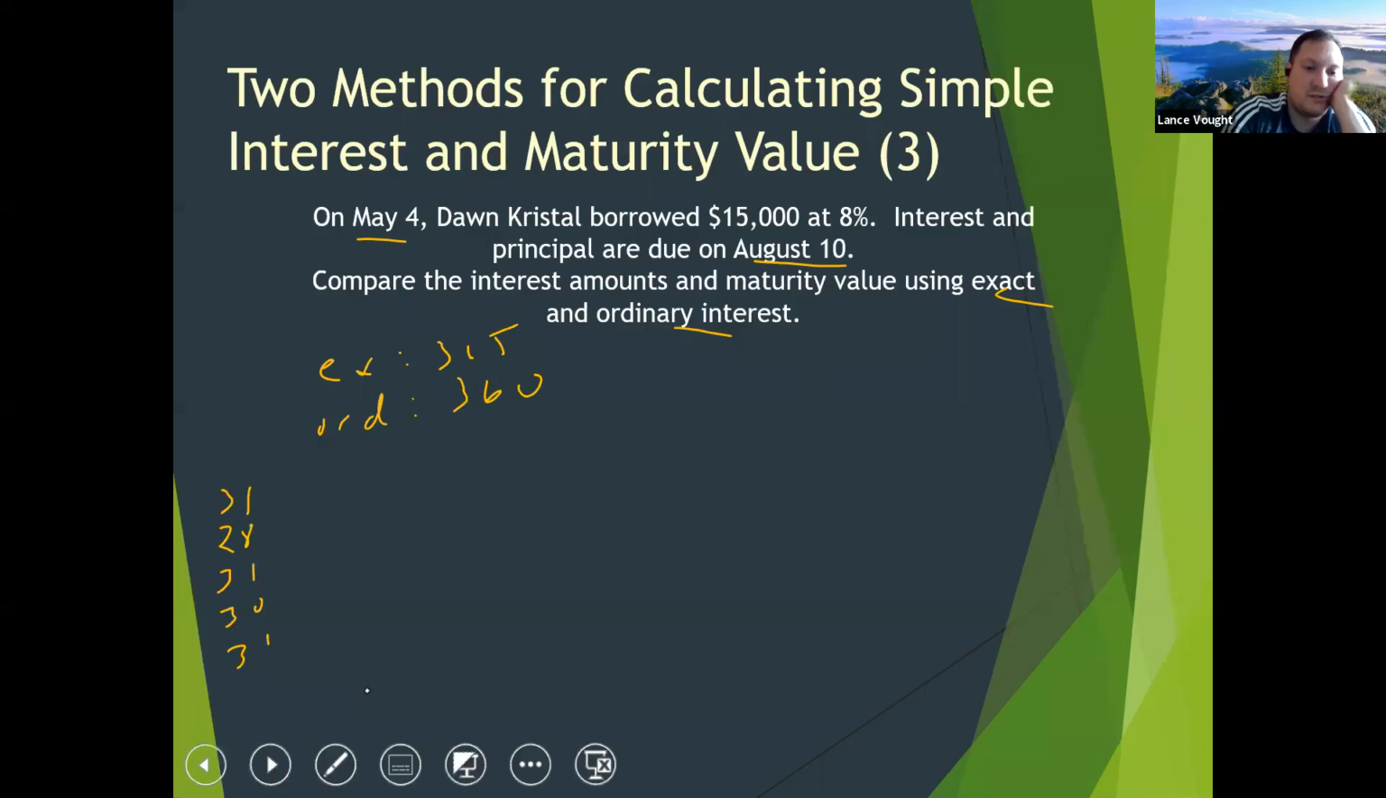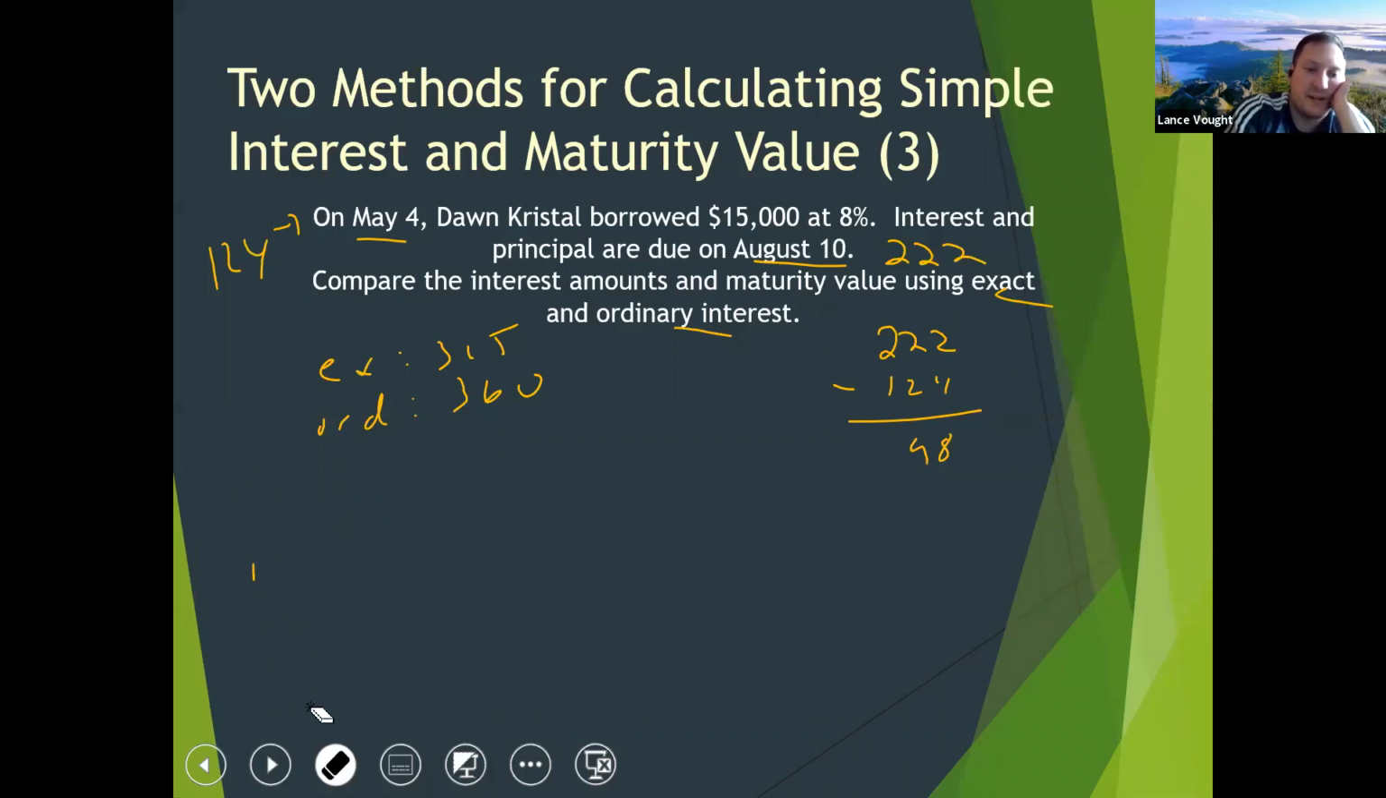59, 90, 124. This is day 124. And then August, so we get 30, 31, 31. So you're at 120 here, 181, 212, 222. 222 minus 124 gives you 98, I believe.